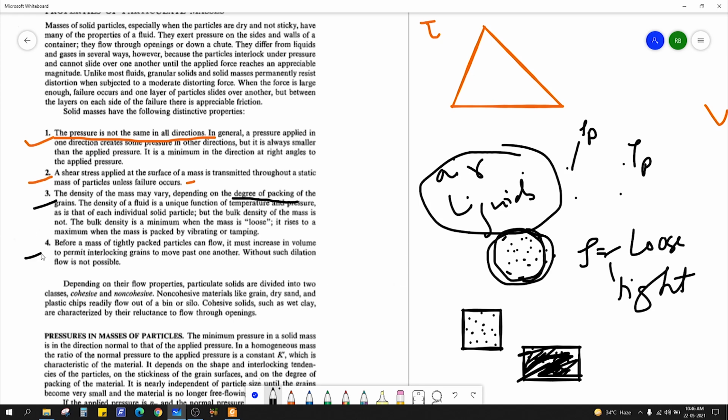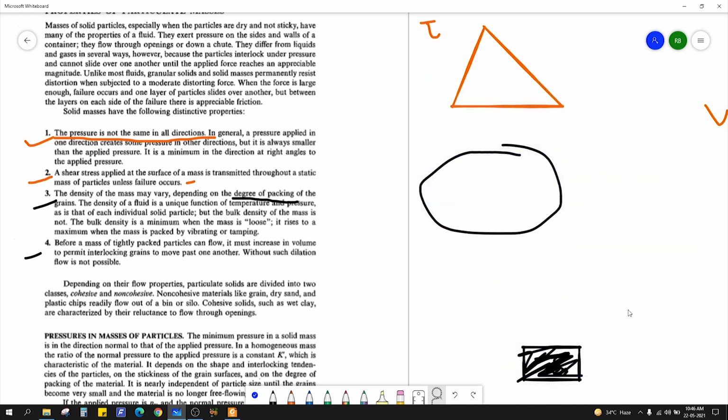Okay, this is done. Now point number 4. It says before a mass of tightly packed particles can flow, it must increase in volume to permit interlocking grains. What it means is, suppose we have solid particles, packed solid particles.